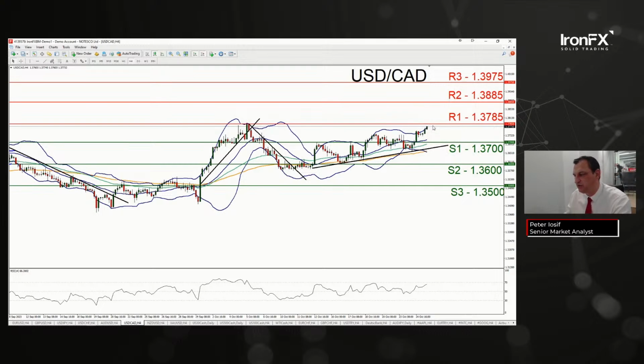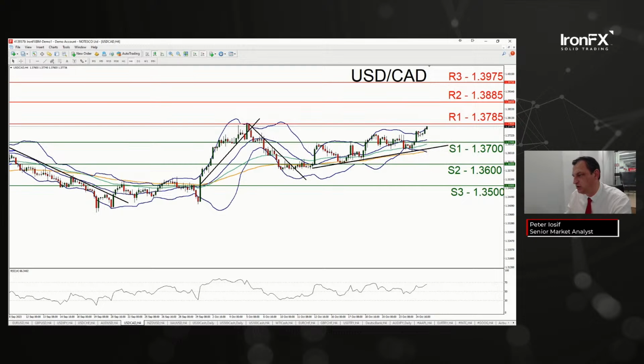Yet, for the sideways motion to prevail, the price action has to remain within the corridor set between the R1 and the S1. The S1, which was also a prior resistance line, has now turned to support given that the price action has moved above it.